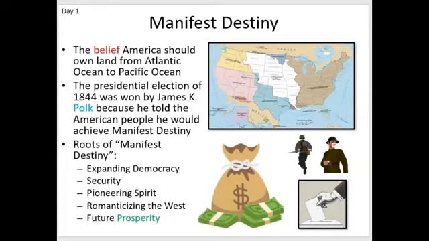Now, James K. Polk is elected, but by a very slim margin. The popular vote was close. I think he had about 49.5% of the vote, and his opponent, Henry Clay, had around 48%, and the other small percentages went to a few other candidates that nobody really remembers the names of. So James K. Polk does win, and he's popular because of this idea of manifest destiny. But notice, he barely wins the election.